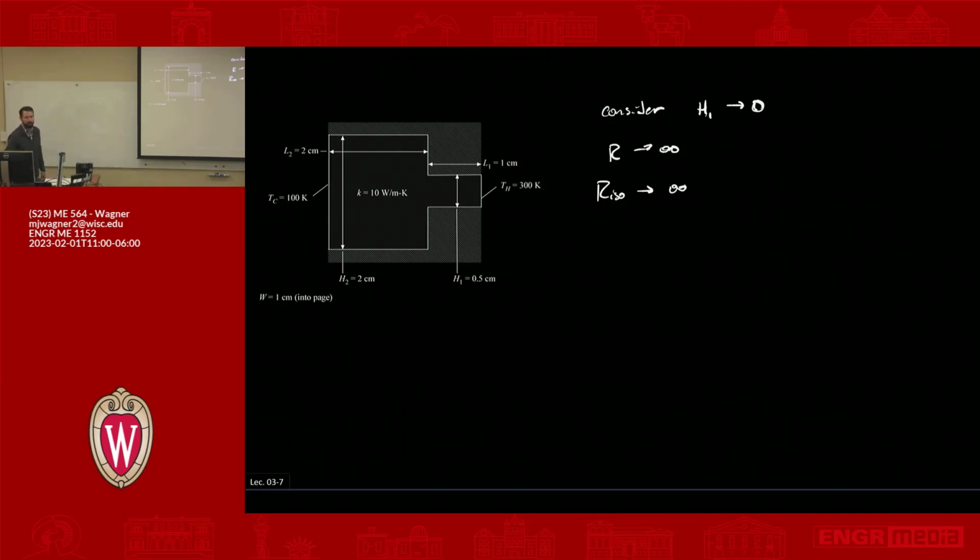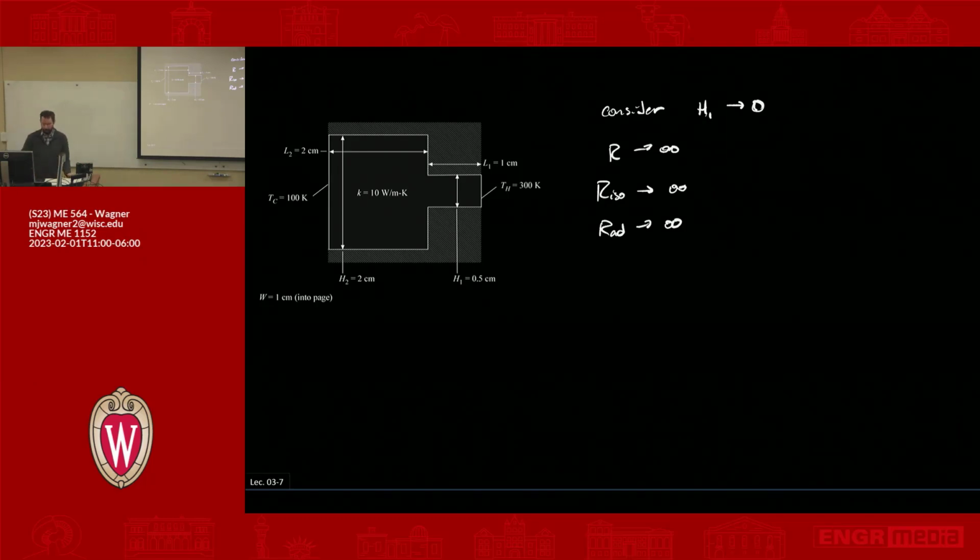That makes sense, right? What about our adiabatic model? Remember the adiabatic model? We're saying essentially heat can only flow in this channel in the middle, and the rest of it doesn't participate. What happens there to the resistance? It also goes to infinity. Okay, so these three models bound the problem, but they all do the same thing as this height h1 goes to 0.